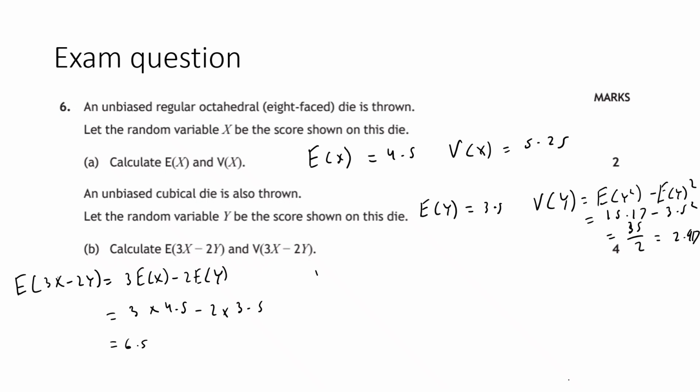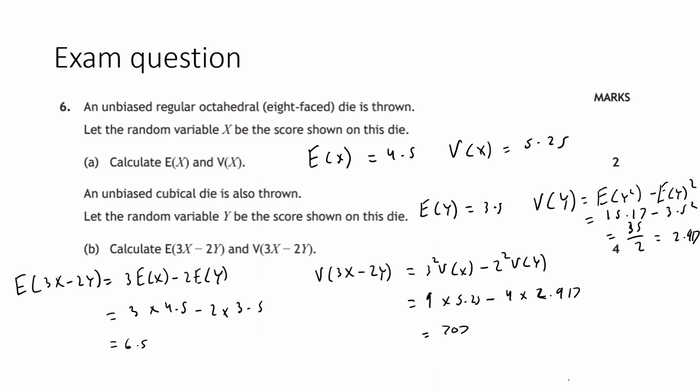Now the same for variance. V of 3x minus 2y is equal to 3 squared V of x plus 2 squared V of y, which gives us 9 times 5.25 plus 4 times 2.917. And this should give us 707 over 12, or 58.92.